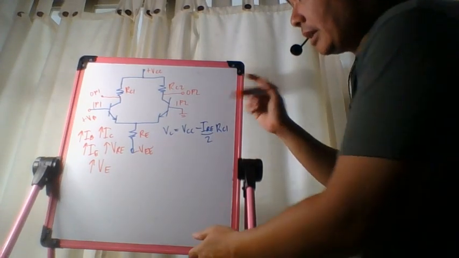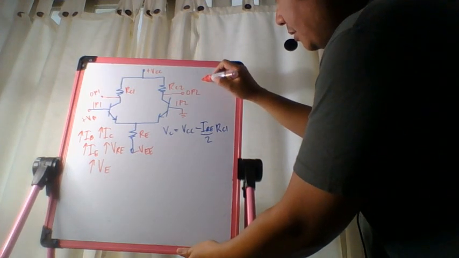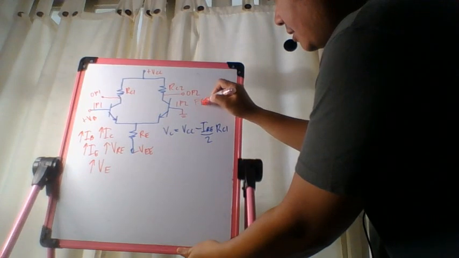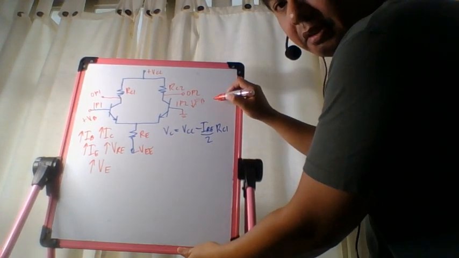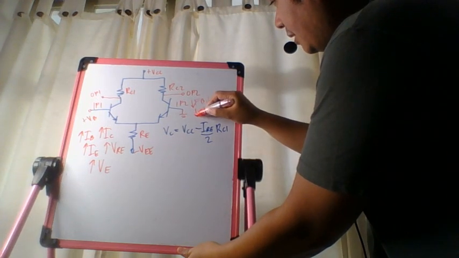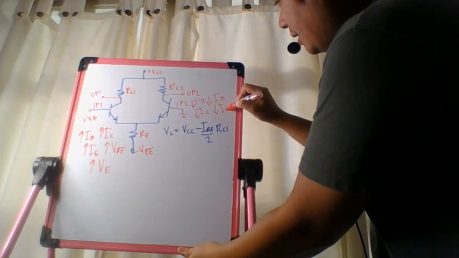So let us write down the characteristics of the right-hand side of our diff amp. Forward bias is reduced. Therefore, IB is also reduced. IC is also reduced, and the same with IE.